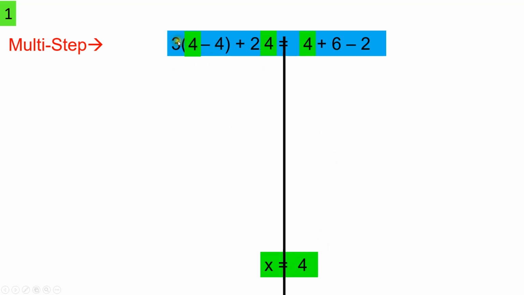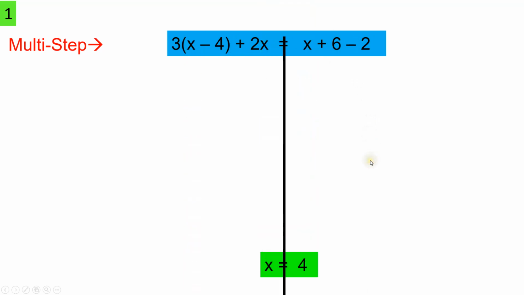4 minus 4 is 0, times 3 is 0, plus 2 times 4 is 8. So you got 8 on this side. This is 10 minus 2 is 8 also. So you got 8 is equal to 8. They are equal, aren't they? Right? Okay, they're disguised. This side's like skinny jeans, and this one's like yoga pants, right? So they're equal. They just don't look it.